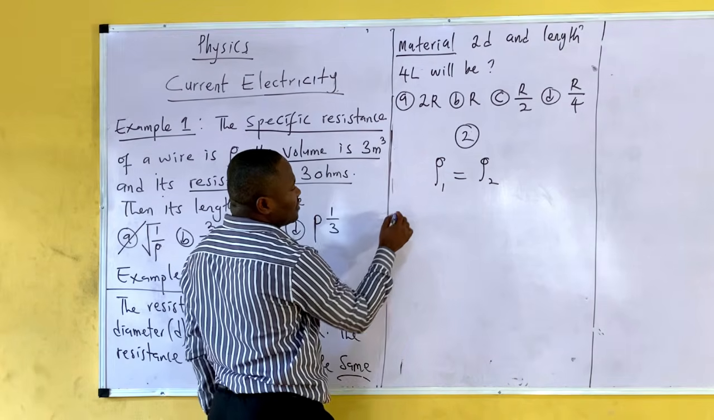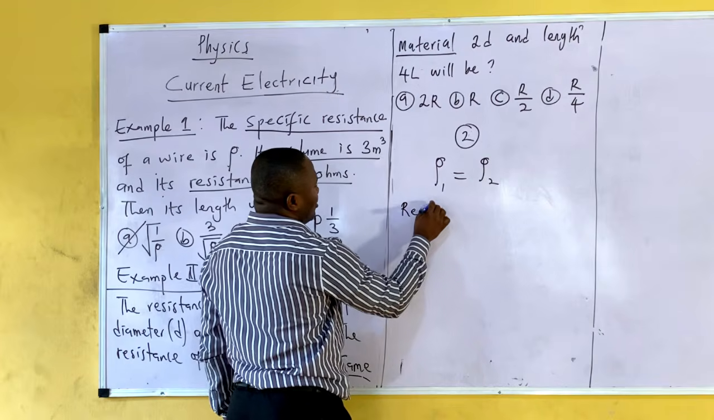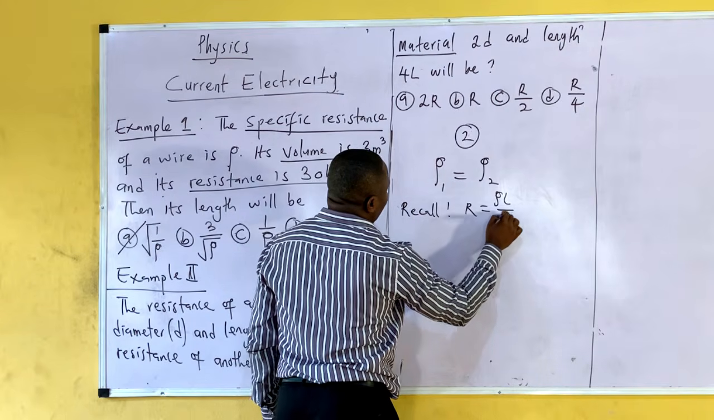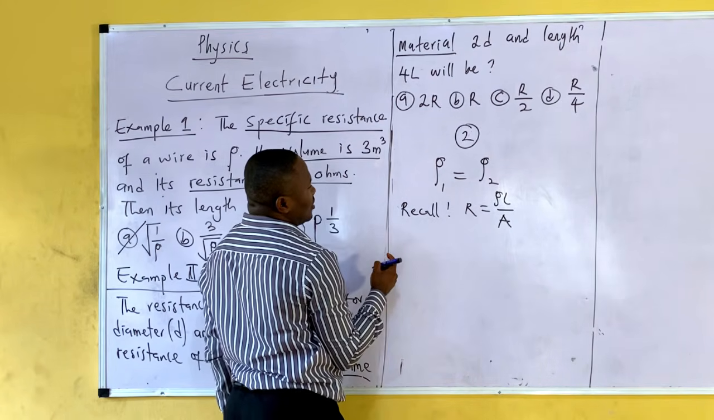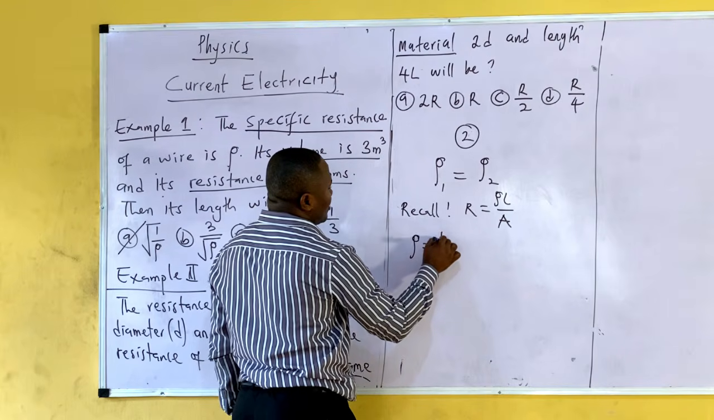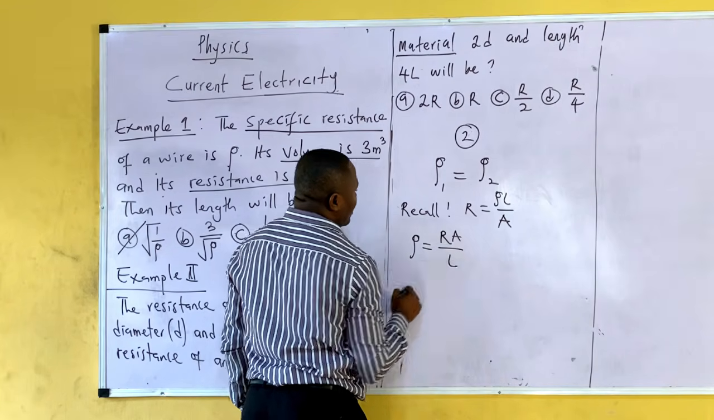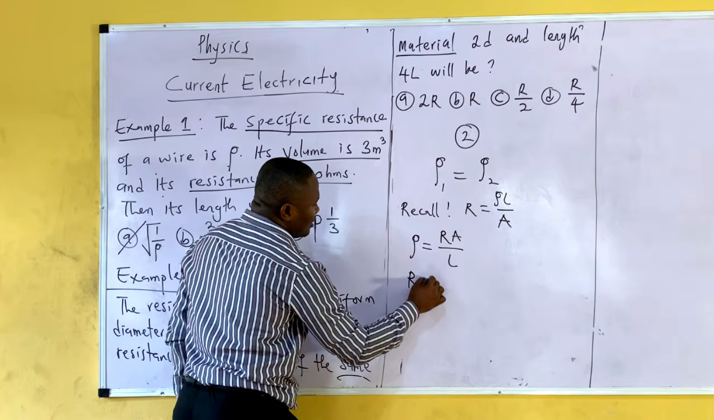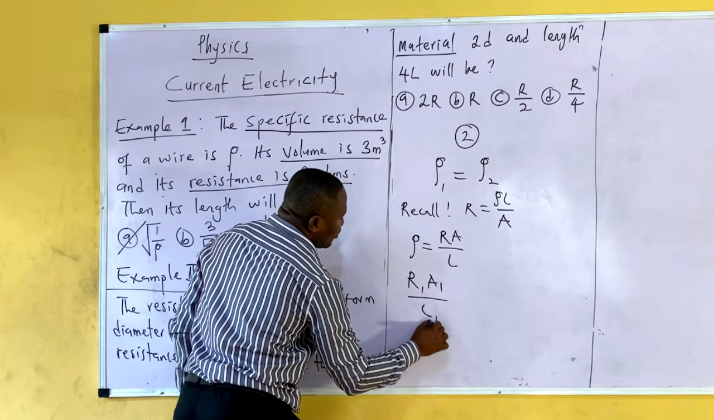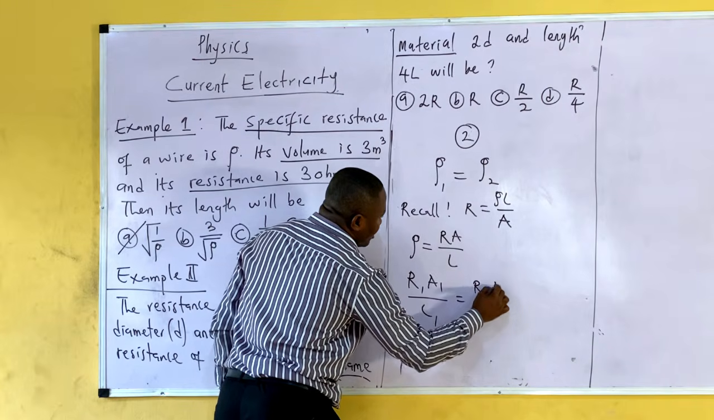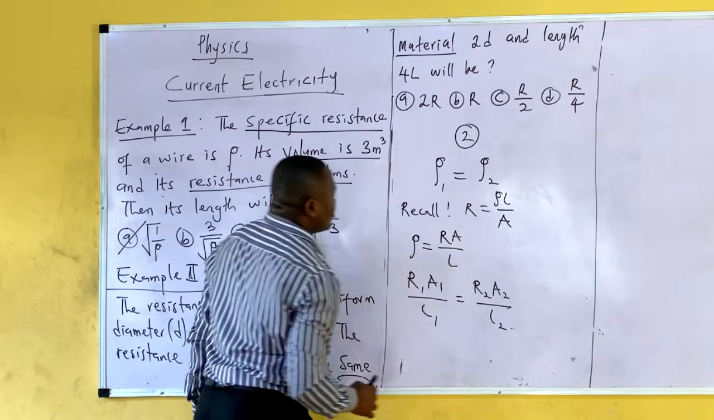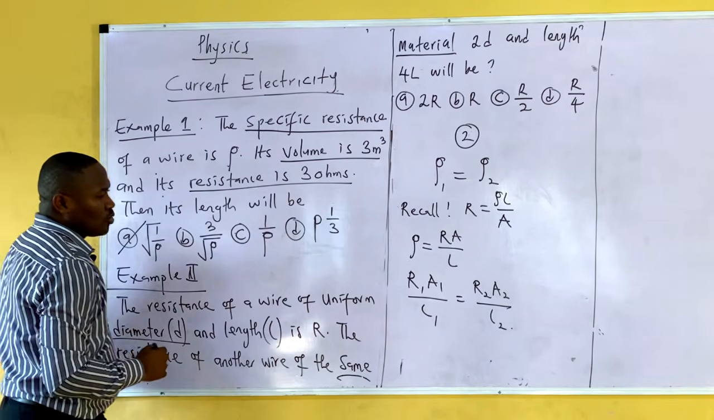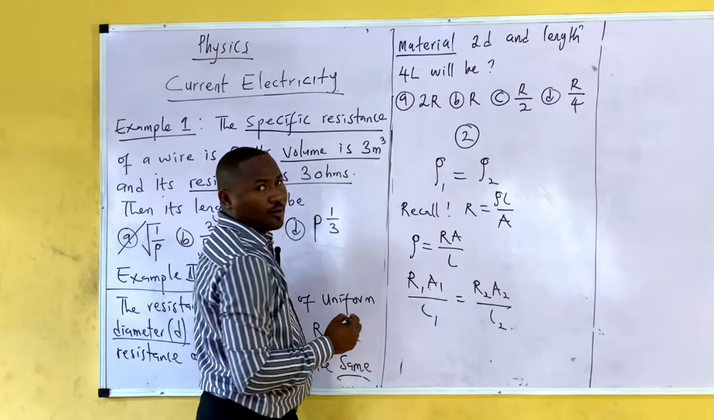Now, what is resistivity? Recall, we have R equals resistivity L over A. What's now resistivity in this formula? Resistivity will now be equal to R A over L. So if I put this into this case, I will have R1 A1 over L1 is equal to R2 A2 over L2. But remember, our question is having diameter. So I will not be solving with area. I have to convert to diameter.